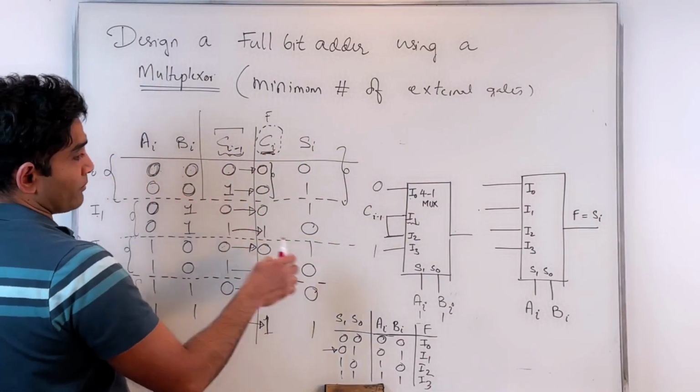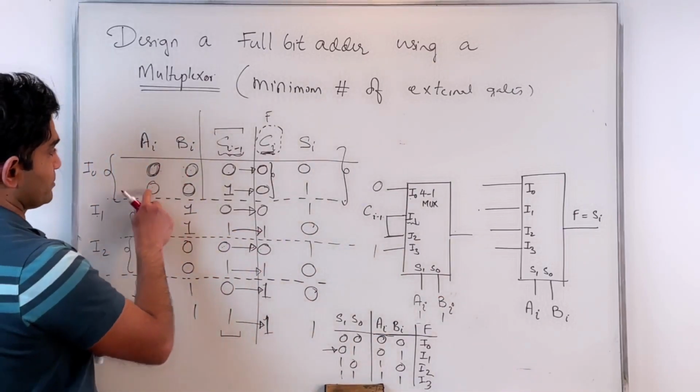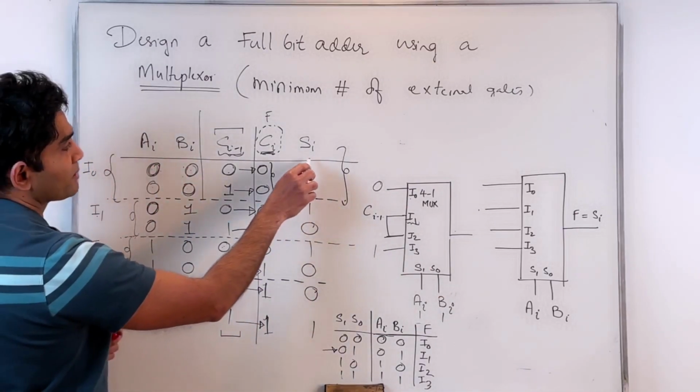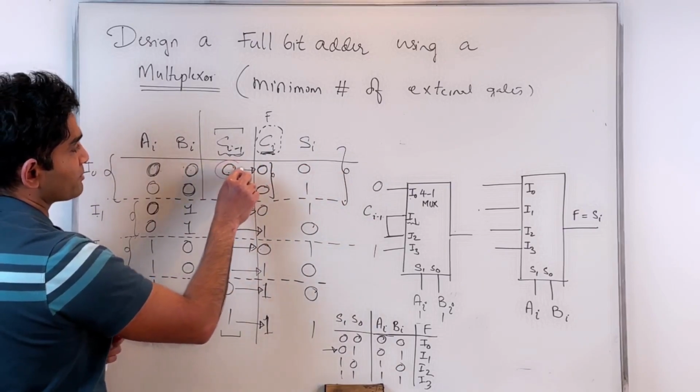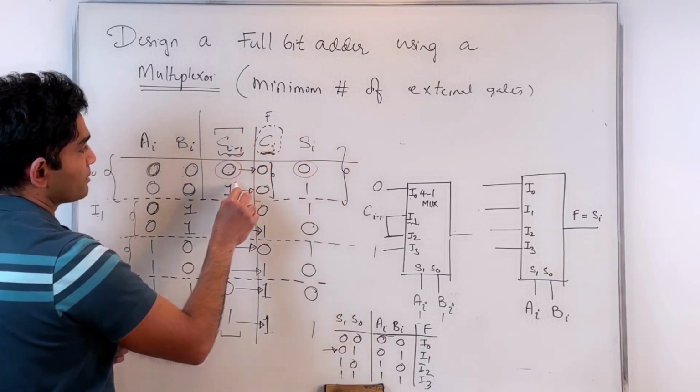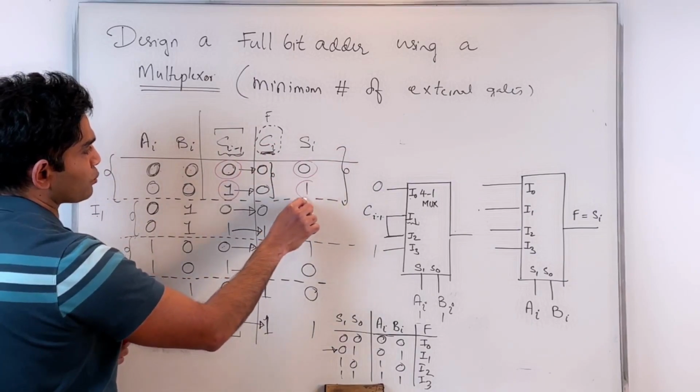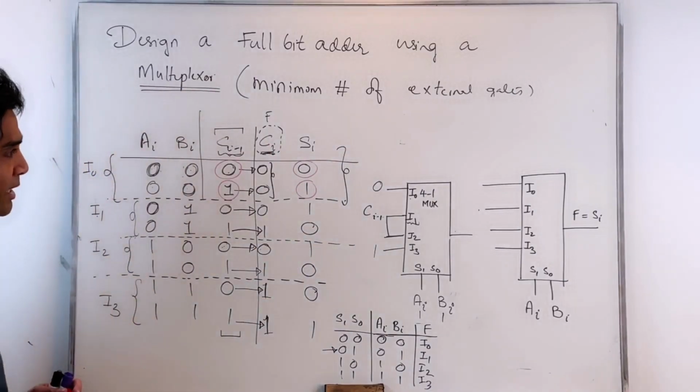And let's see the dependence now on Ci minus 1. When Ai, Bi are both zeros, that corresponds to this condition. When my Ci minus 1 is 0, Si is 0. Ci minus 1 is 1, Si is also 1. So what should be applied on I0?